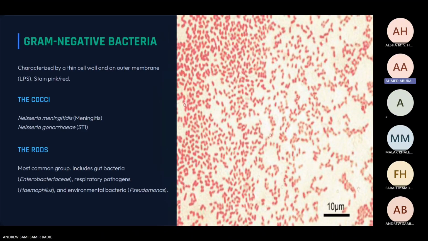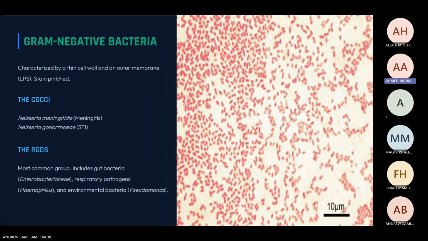They can inhabit your GIT, they can inhabit your respiratory tract, and they can also be found in the environment. So they are everywhere and they can cause a lot of diseases.